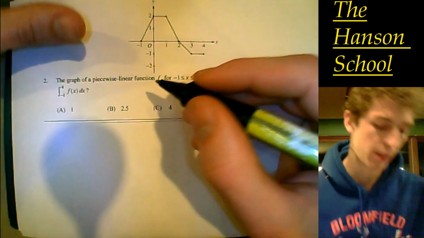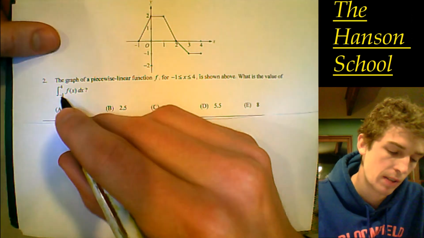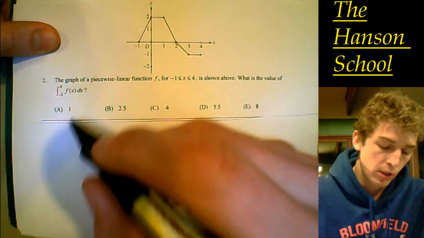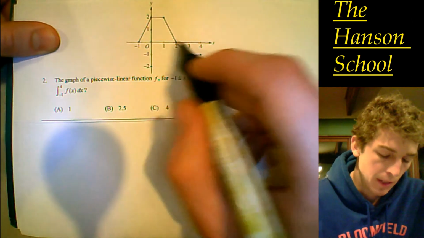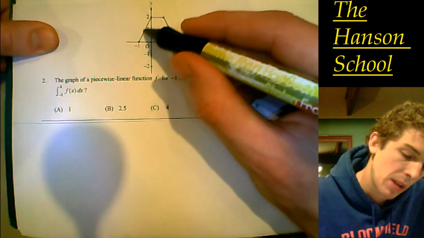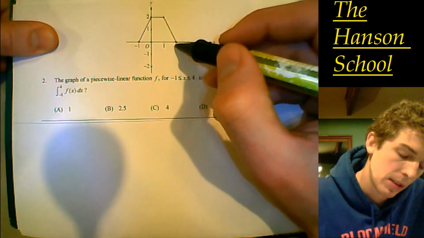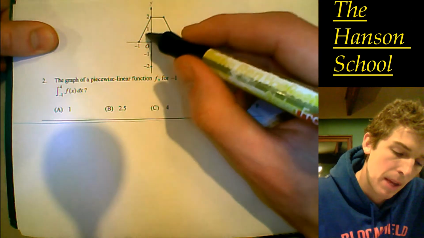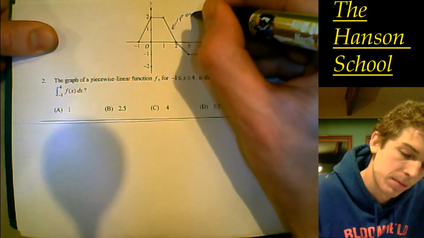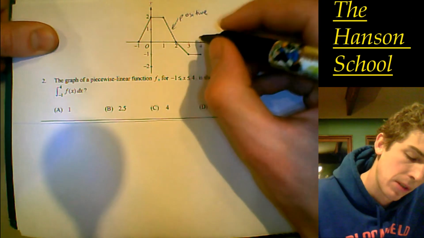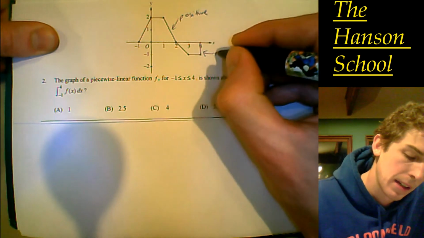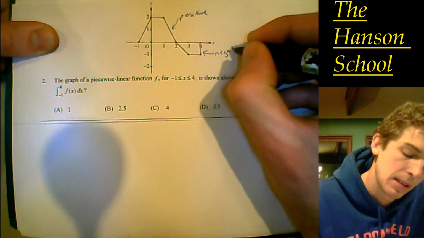Well, the first thing is when you see these definite integral problems, you need to think area under the curve. So you need to calculate the area under the curve. And then you also have to remember that if the function is above the x-axis, the area is going to be a positive area. This area is going to be positive. And if the function's beneath the x-axis, the area will be a negative area. So this area would be negative.